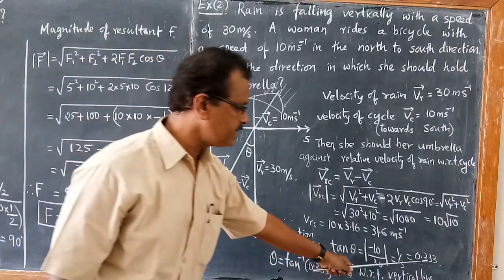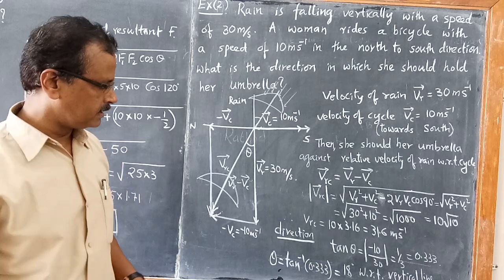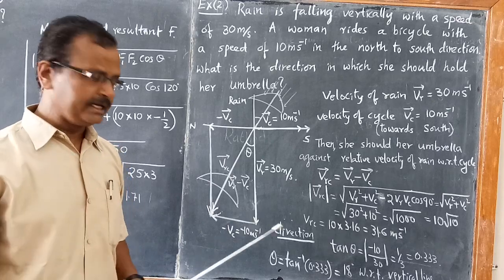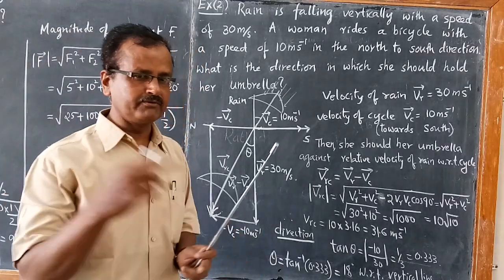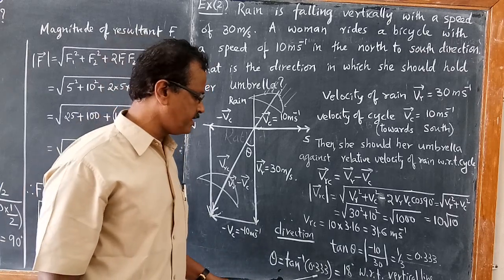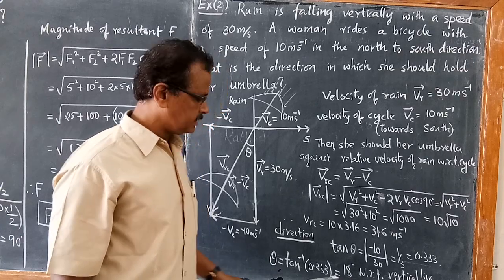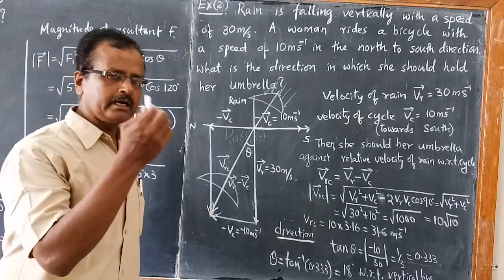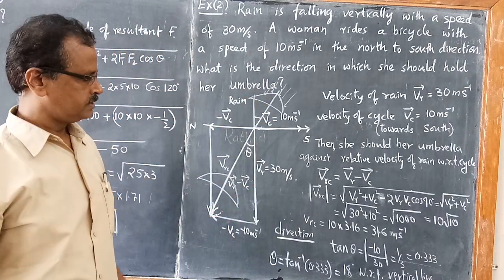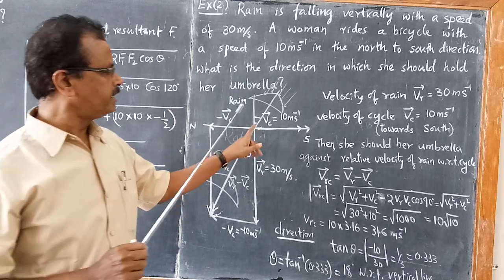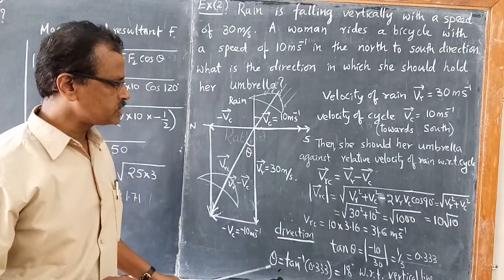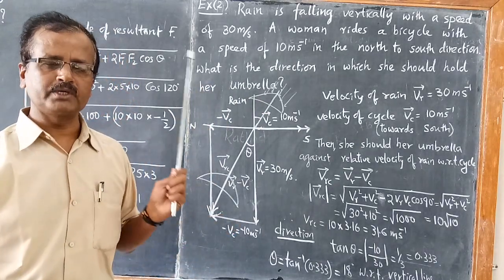So tan inverse of 0.333, if you find out from the table, we get theta equal to 18 degree. It means tan 18 degree is equal to 0.33, like tan 45 is equal to 1. Therefore, tan inverse of 0.333 is equal to 18 degree. So she should hold her umbrella at an angle of 18 degree with respect to vertical line towards south. That becomes the direction of the relative velocity of rain with respect to cyclist.